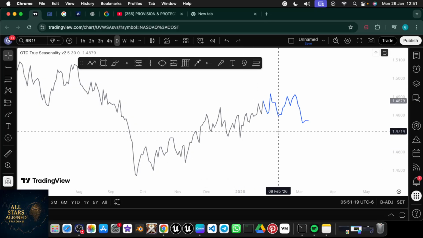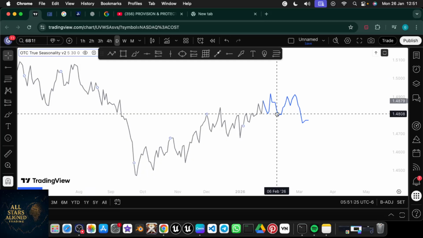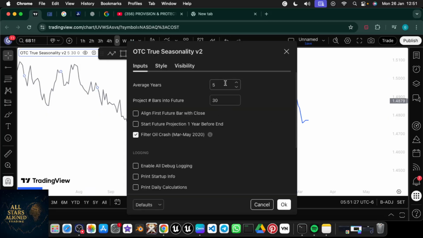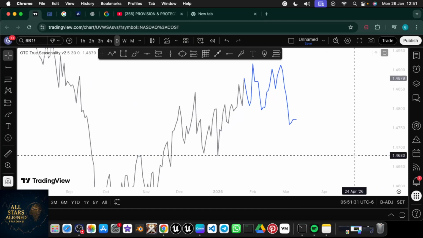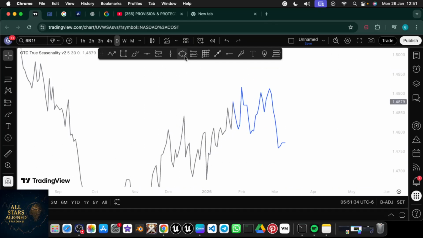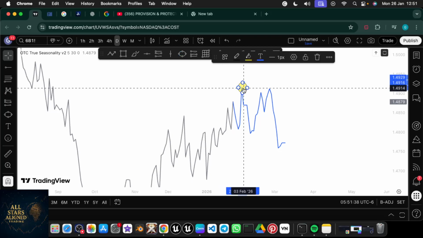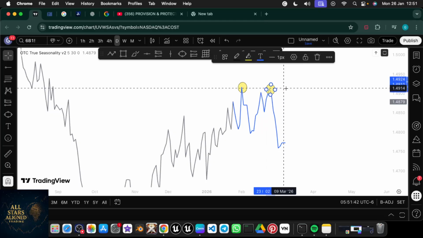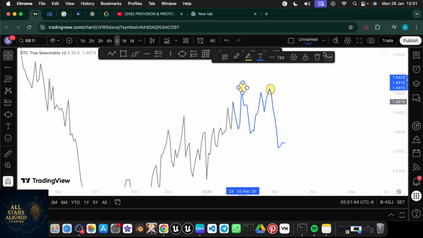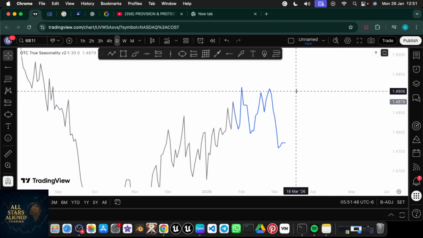So starting with British pound, I start with seasonality, and if I open seasonality, I always start from the 5-year average. On the 5-year average, I want to see points where there were pivots in the market, where there's an expected change in the market. Those pivot points, like this, like this, like this also. This type of directional change, anticipating a directional change, is what I like to pay attention to.